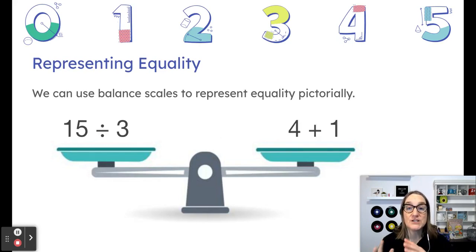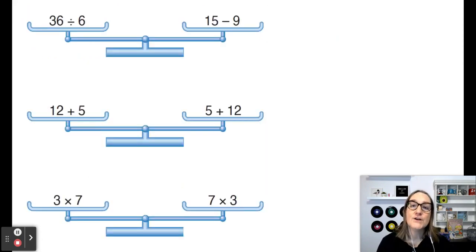We can put expressions on both the left and right pans of a balance scale like this. Is this scale still balanced? Yes, it is still balanced because both sides represent the value 5. Here are some more examples. Each of the scales that you see on the screen here are balanced. For each of the balance scales, the expression in one pan is equivalent to the expression in the other pan. We use the equal sign to show that the two expressions are equivalent.